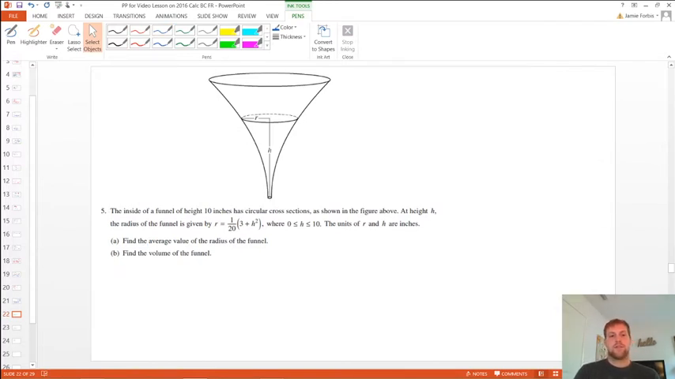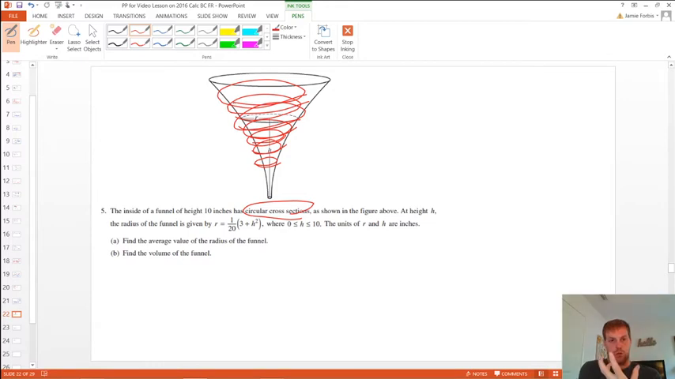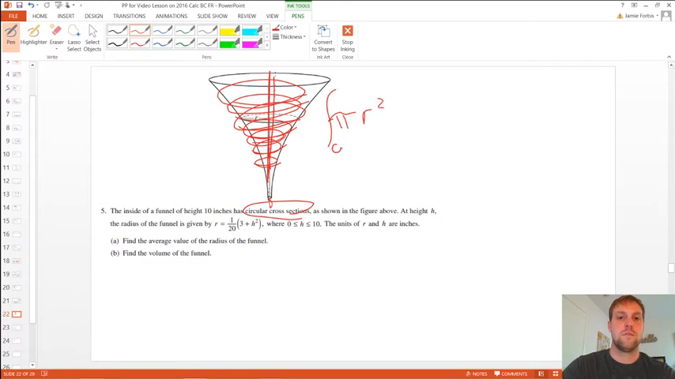Right, part B says find the volume of the funnel. Well, notice how it said all the cross sections are circles. So it's like having a cross-sectional volume here. All the cross sections are circles, meaning we're using pi r squared, and we're going to integrate that from 0 all the way up to 10.